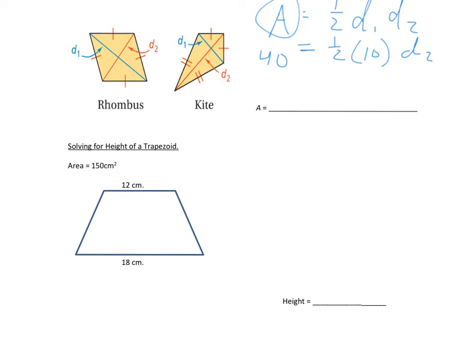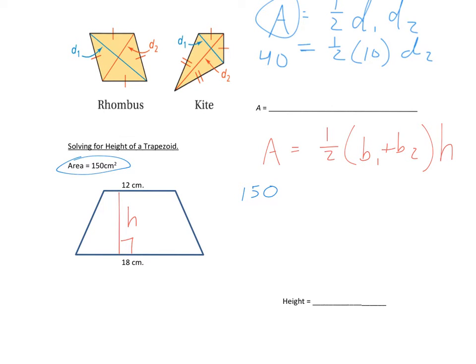Let's take a look at what we do for height. For this one, we're missing the height of this trapezoid, but we know the area of a trapezoid is 1/2 base 1 plus base 2 times h. By writing out that formula, I'm going to fill in the things that I know. I know that the area is 150, so I'm going to put 150 over here. That's going to equal 1/2, the first base is 12, the second base is 18.